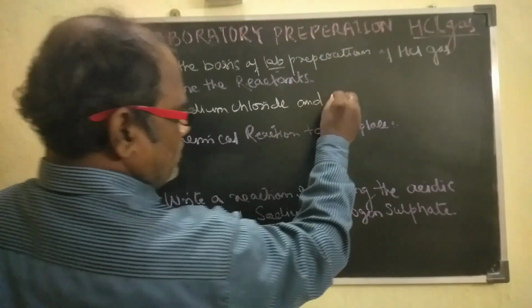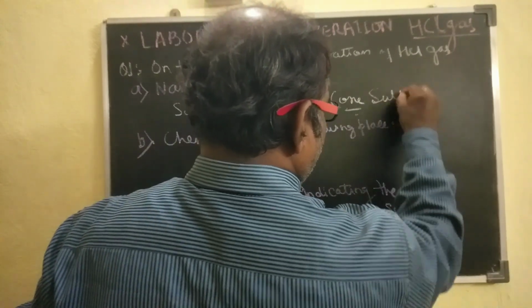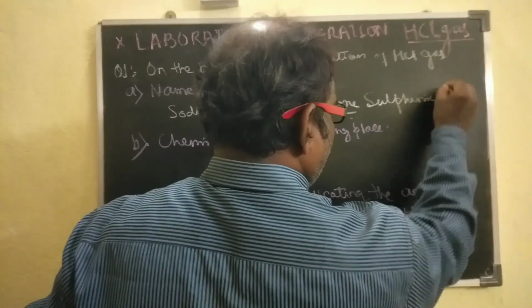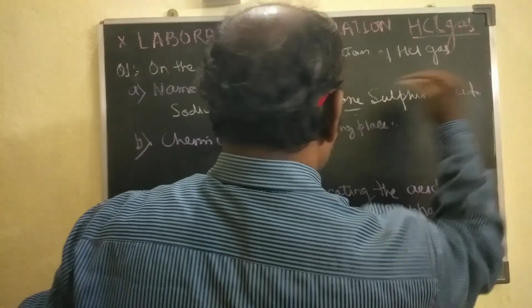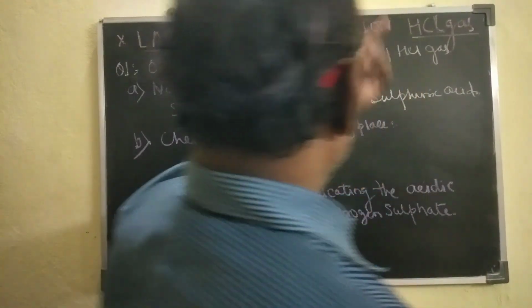We know that during the laboratory preparation of HCl gas, the reactants are sodium chloride and concentrated sulfuric acid. Next question will be chemical reactions taking place, laboratory chemical reaction.